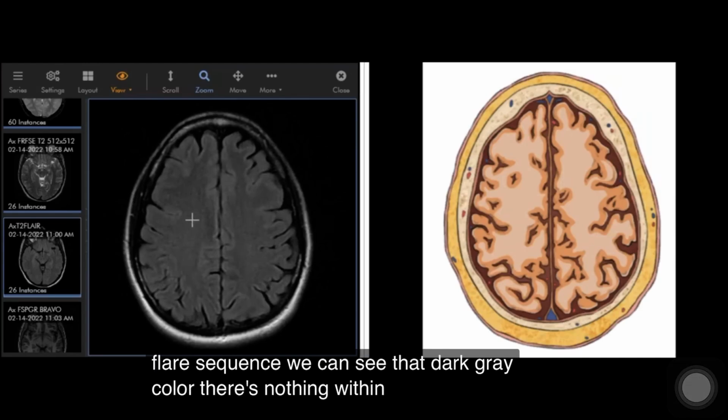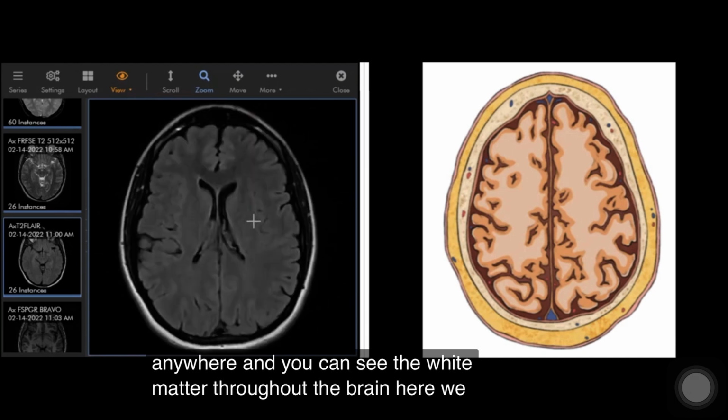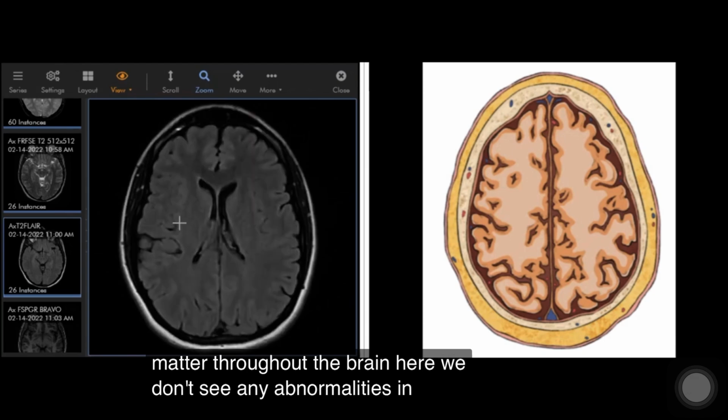There's nothing within there anywhere, and you can see the white matter throughout the brain here. We don't see any abnormalities in the white matter.